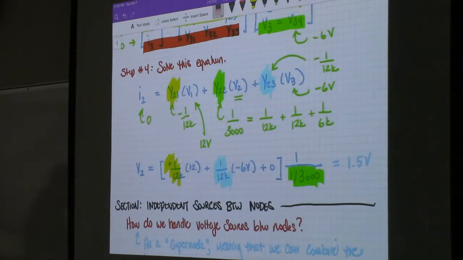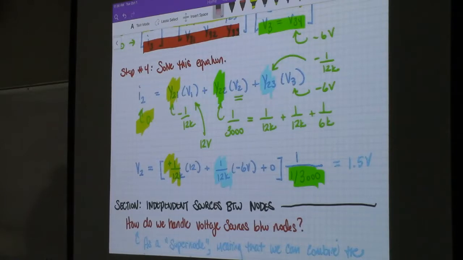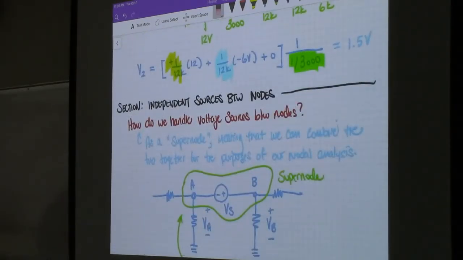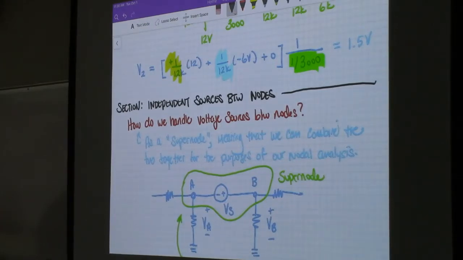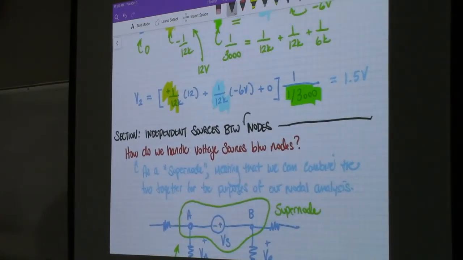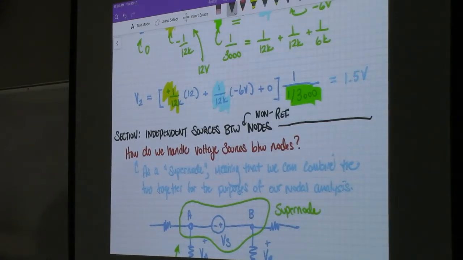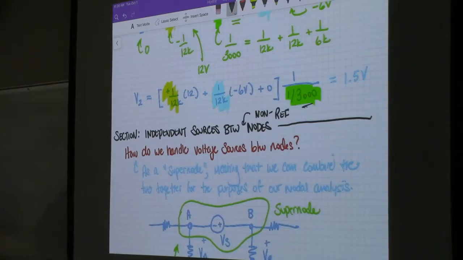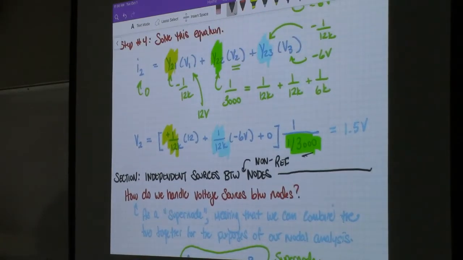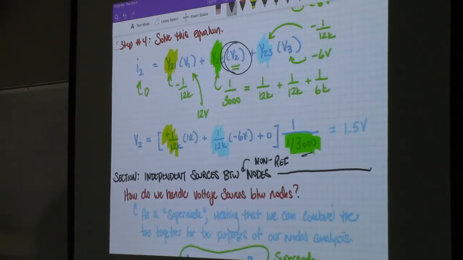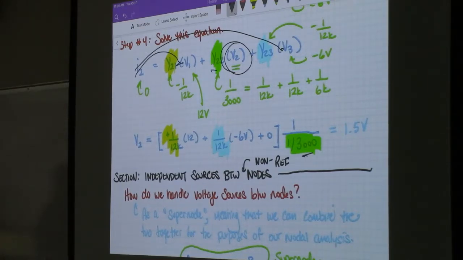So that 0 is just me trying to include that right here. How come the equation is 1 over 3,000? This right here. Yes. So we're trying to isolate that value, which means we take this, move it to the other side, we take this, move it to the other side, and then we have to divide by the Y22.